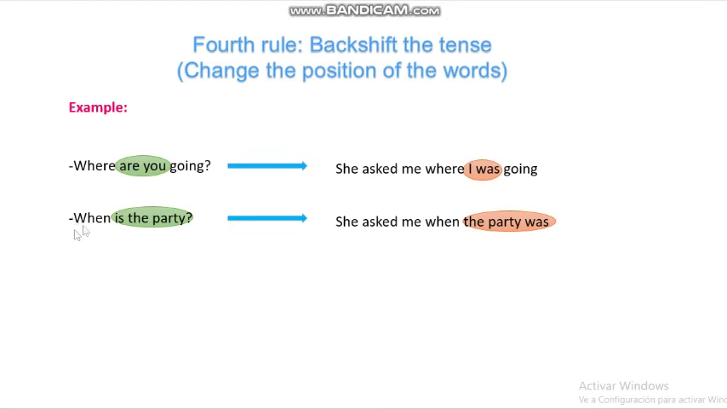With this example, we are going to see the same. "When is the party?" She asked me when the party was. The same. We begin with the verb and then the object. And in the reported question, we have first the object and then the verb. The verb again is in simple past because in this sentence, or in the direct speech, it is in simple present.